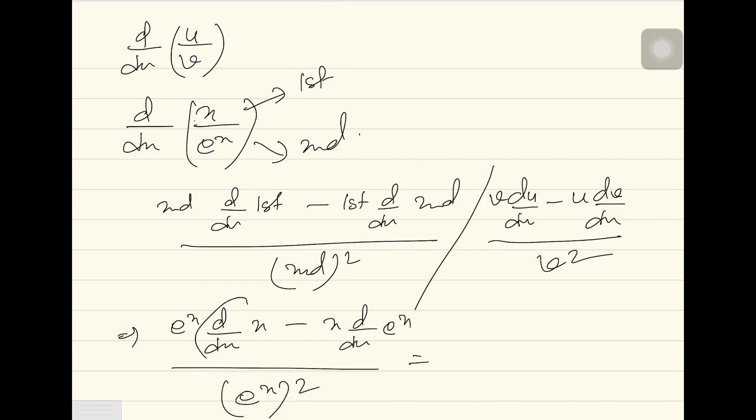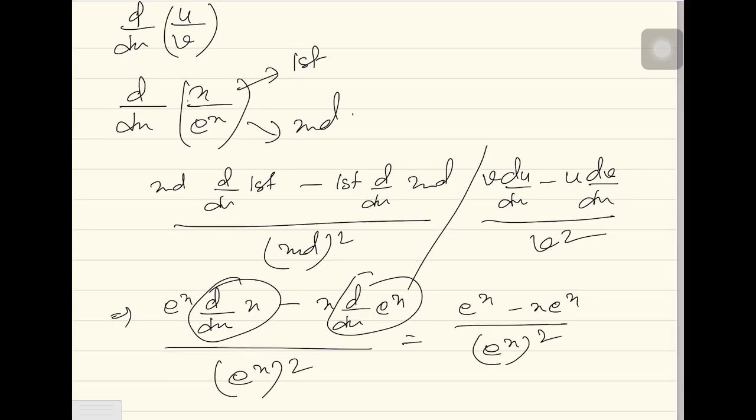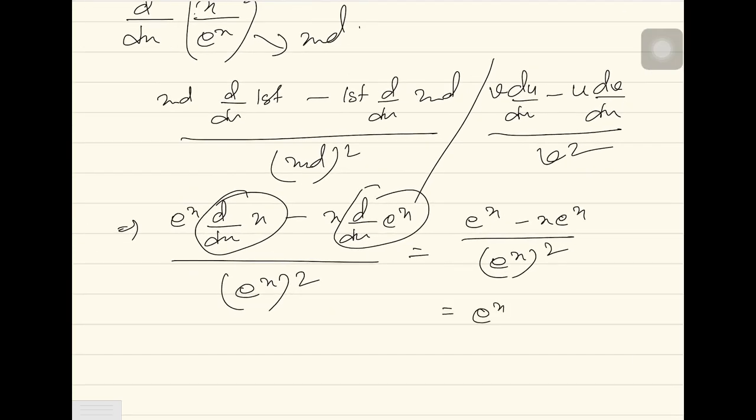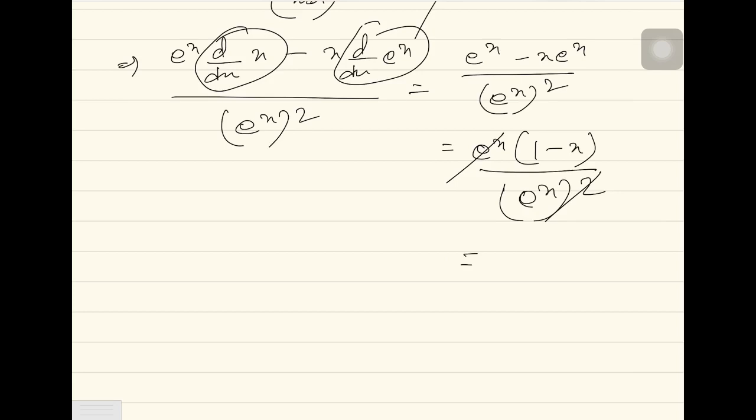Simplify this. d/dx of x is 1, so only e^x. d/dx of e^x is e^x, so I get x e^x, divided by e^x whole square. Finally, e^x common, 1 minus x divided by e^x whole square. One of the e^x gets cancelled, so the answer is (1 minus x) by e to the power x. So that's how we apply the quotient rule.